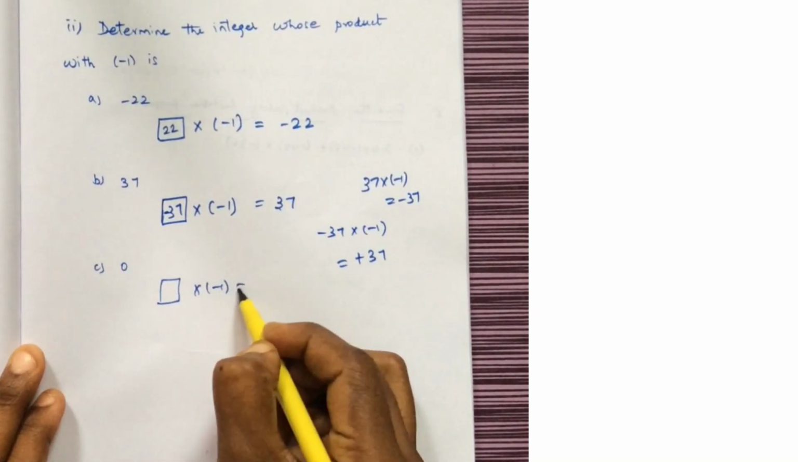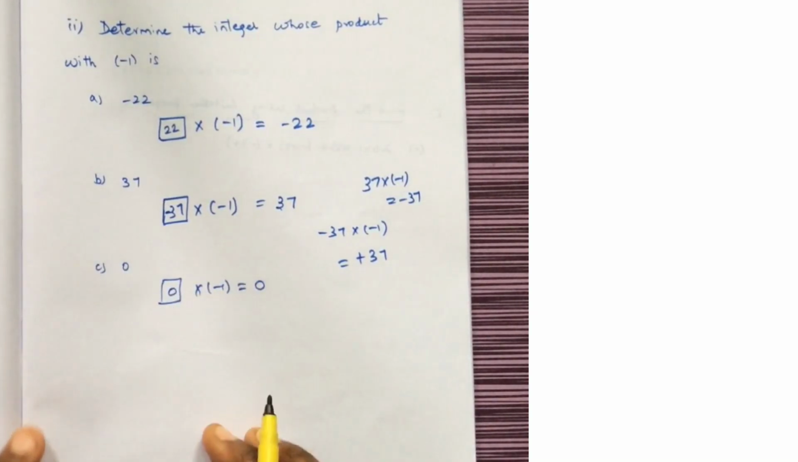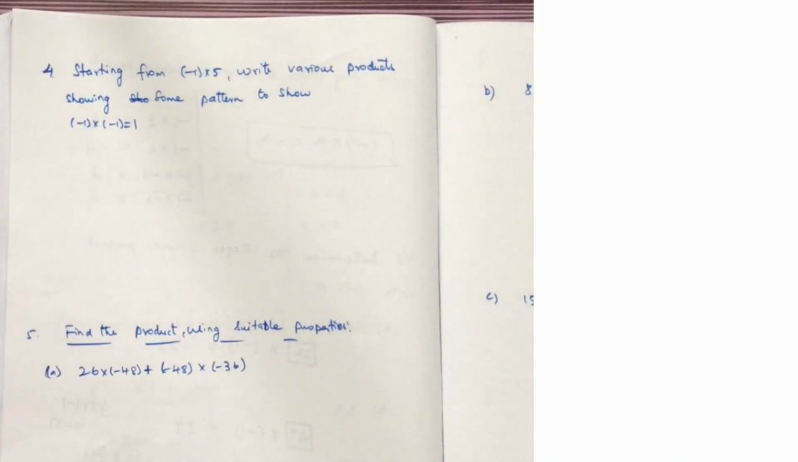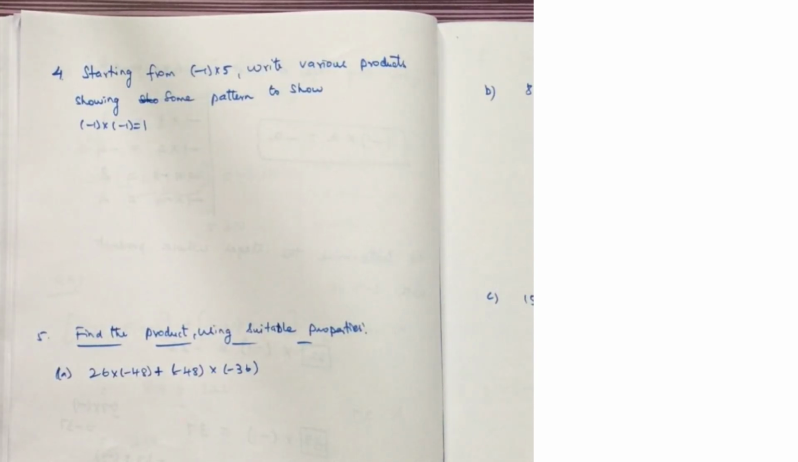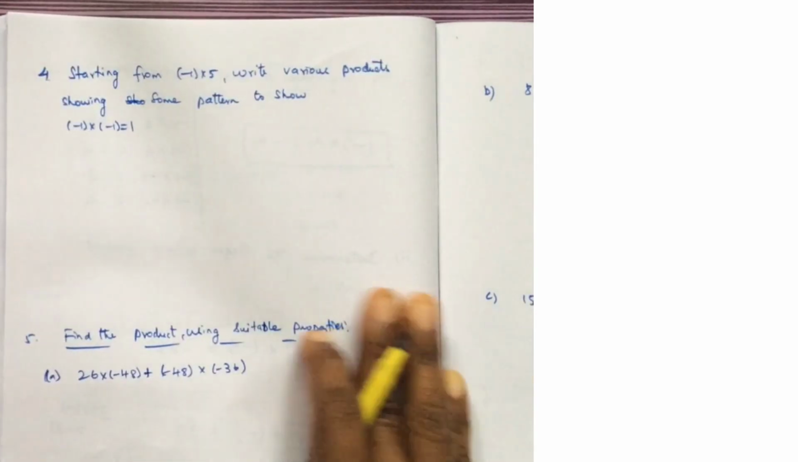so it's very simple. Here it should be 0. 0 multiplied by minus 1 is 0. The next is, starting from minus 1 multiplied by 5, write various products showing some pattern to show minus 1 multiplied by minus 1 is 1. First I will write, then I will explain this.